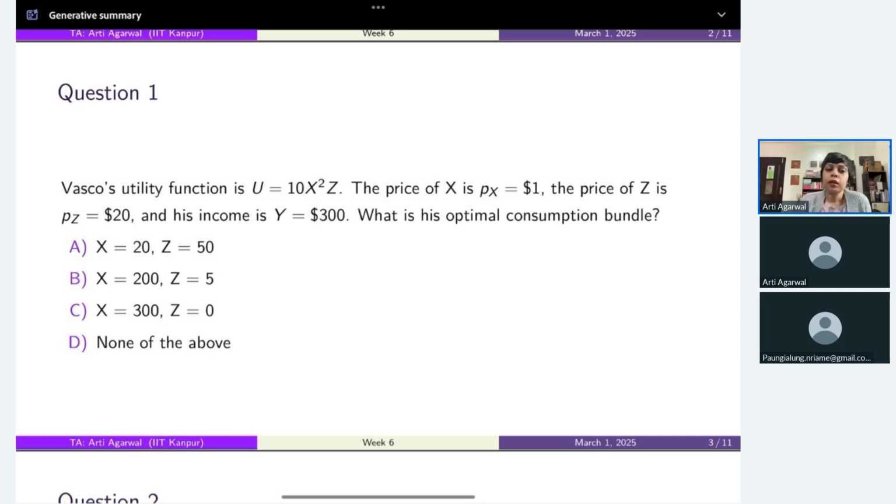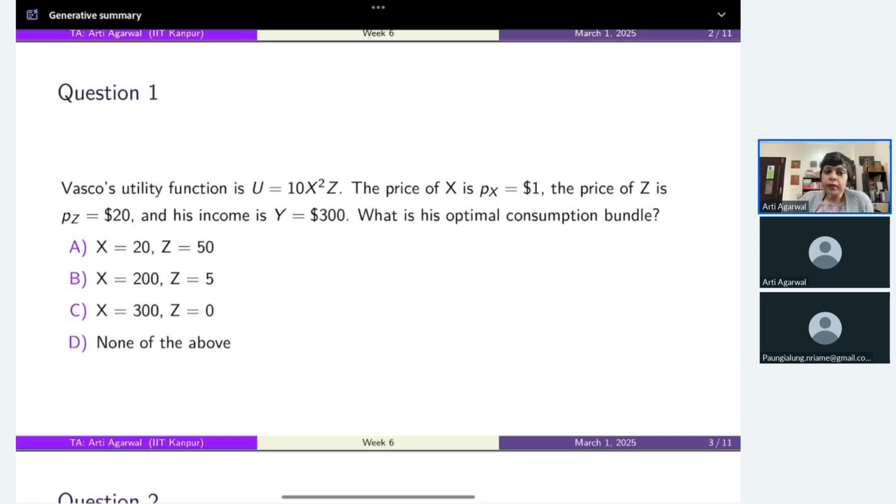And then we use whatever condition we get from MRS equal to MRT, that relation between X and Z, to satisfy the budget constraint, which is given to us in the form of the price and the income. That is one method. And we'll try to solve this question, or at least some other question, using at least one of the three methods.